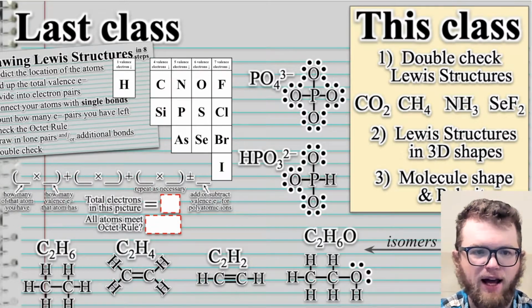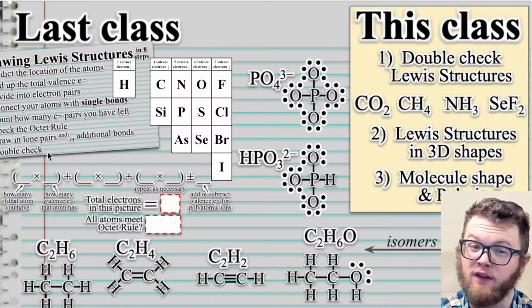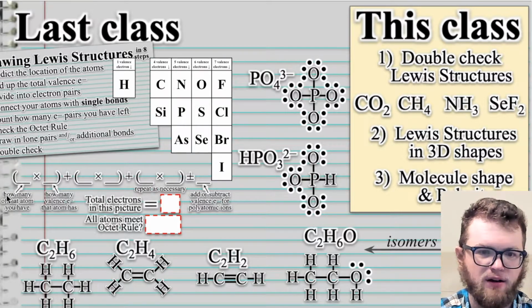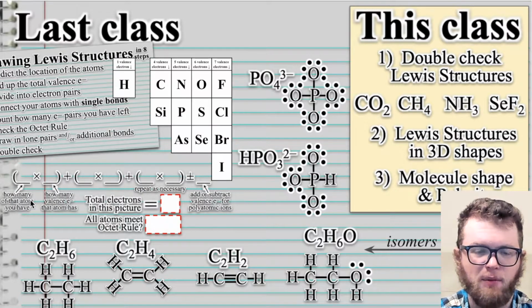So last class we learned this new 8 steps way of drawing Lewis structures. We're not pulling around individual electrons anymore, but we're counting by 2s. We figured out how to add up the total number of valence electrons a molecule should have based on its atoms. You don't need to type anything in here.